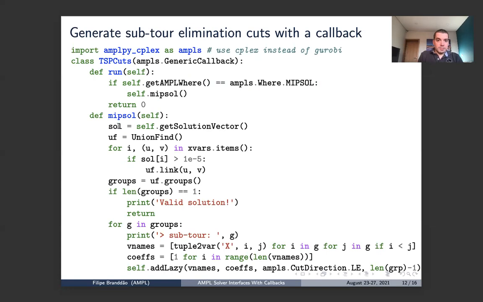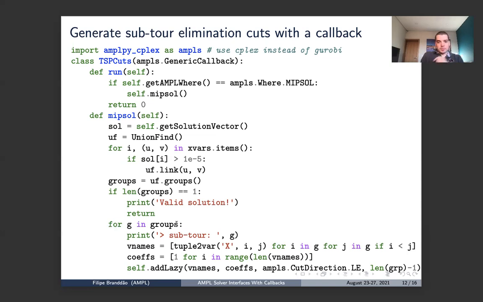What are we going to do in MIPSOL? If we have a MIP solution, we want to get the solution vector. So we want to obtain the current solution. And we use a unified data structure to identify if there is more than one group. Like I showed before in that invalid TSP solution, there were multiple subtours. So if at the end we have multiple groups, we have an invalid solution and we need to add cuts. But if we have just one group, so everything is connected, then we have a valid solution.